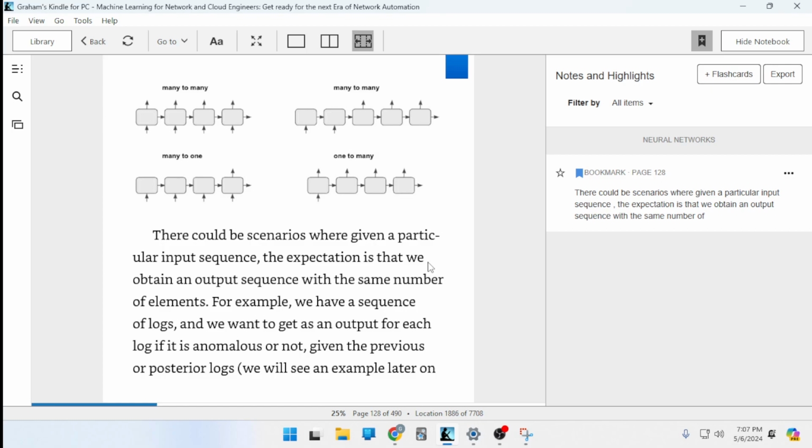3. Many-to-one use case, common in classification tasks such as sentiment analysis, where a sequence of inputs, like a sentence or a series of sensor readings, is used to produce a single output, like a sentiment label. Operation. The sequence of inputs is processed through the network to generate a single output at the end.